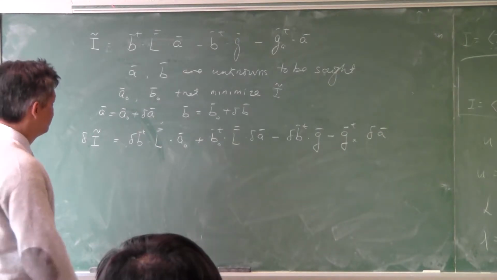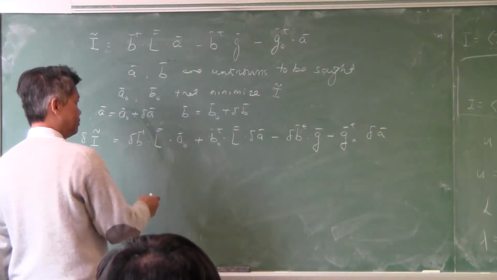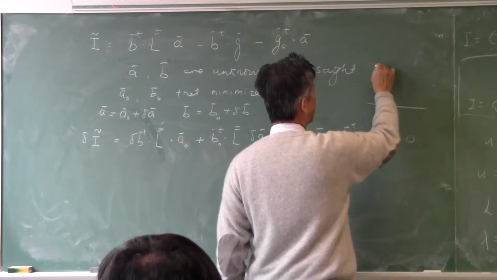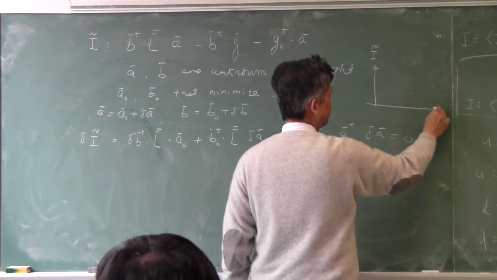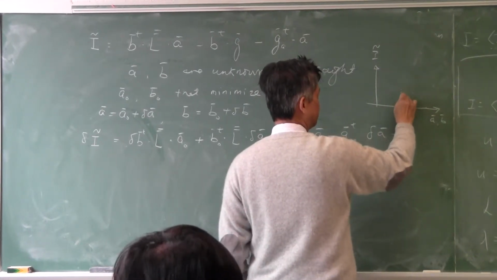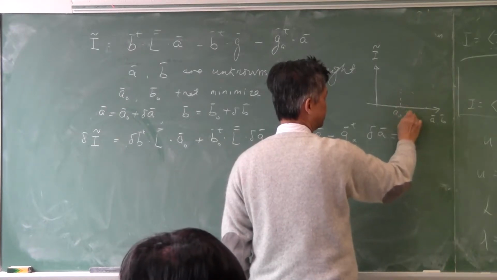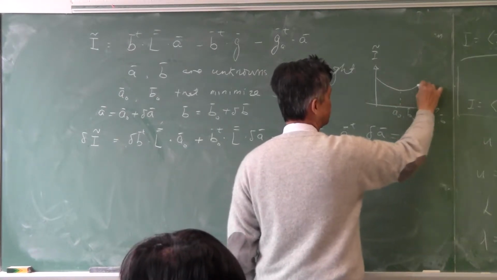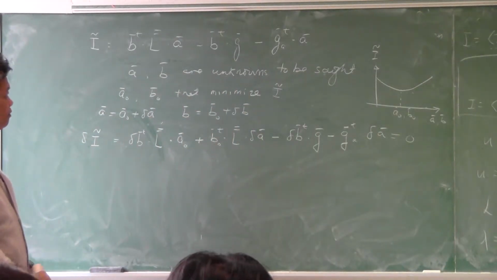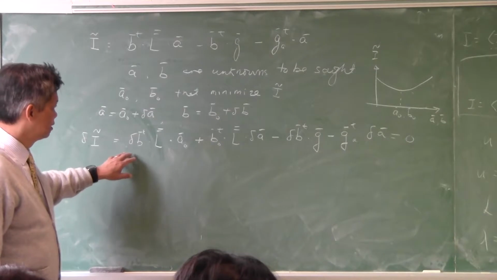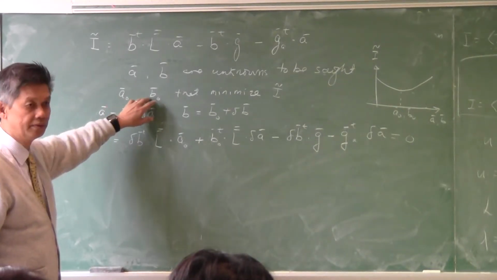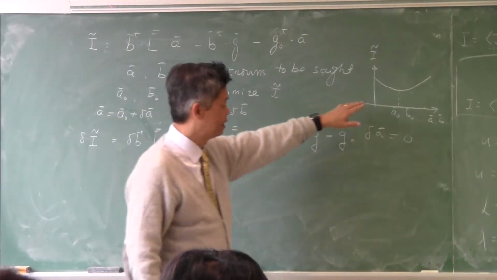And in order for this to be an optimal solution, it must minimize this. So this must be 0. What I mean is that I have this I tilde, and then it will be a function of A and B. And then about the optimal point, this function now must be minimum. In order for that function now to be minimum, this first variation must be 0. That is the definition of AO and BO. They're defined to minimize this.